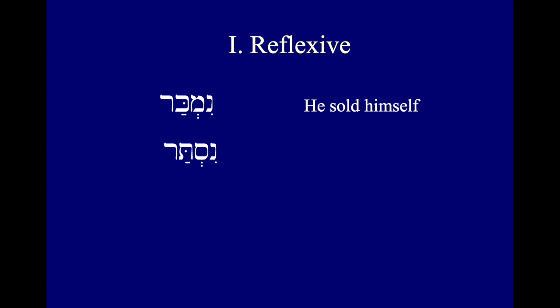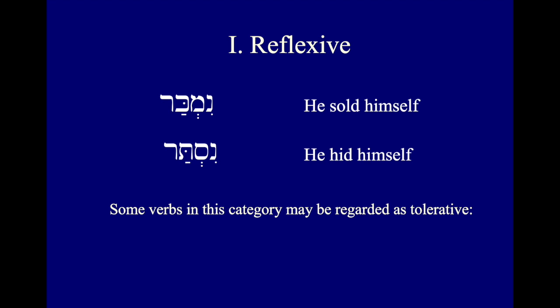So this nistar. So satar means to hide. So nistar, then, there's a zip ending here, would be he hid himself. So satar would be he hid, like he hid something. There'd be an object coming after it, right? But here, nistar, it's he hid himself. So some verbs, there's this additional kind of nuance, tolerative, that you'll see some people talk about, like in commentaries and things like this.